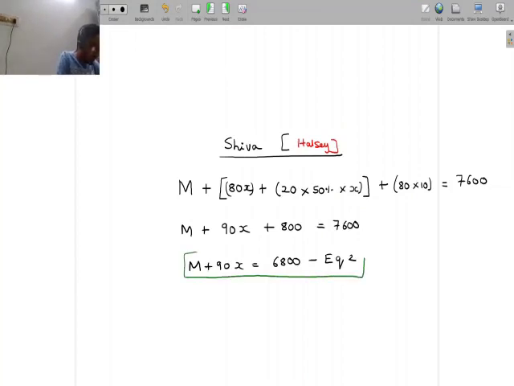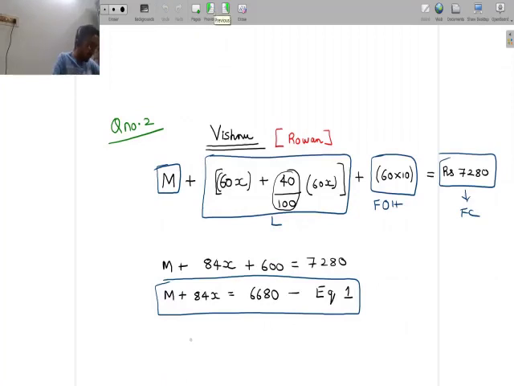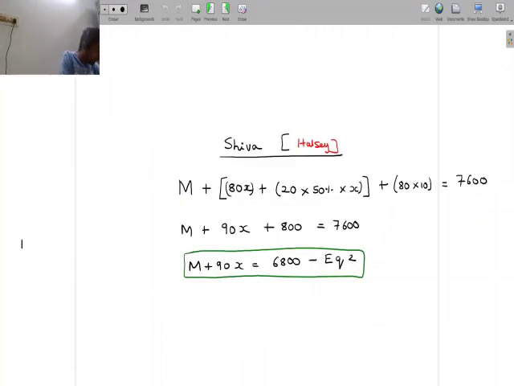Now what I'm going to do is solve these two equations. So I'll go to the previous case. I have equation 1 here: M plus 84x is 6,680. Let me put that here. M plus 84x is going to be 6,680. This is the first equation. Then I have another equation: M plus 90x is going to be 6,800. This is the second equation I have.